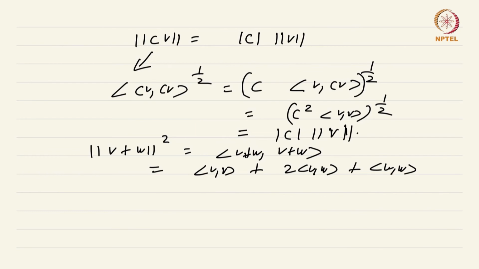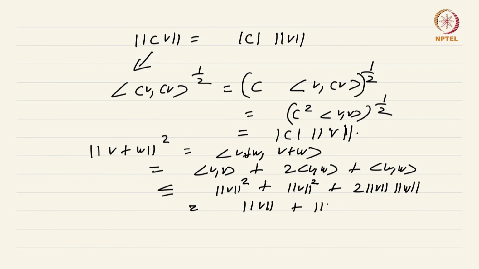And again, this is less than or equal to norm V squared plus norm W squared plus 2 norm V norm W, where I have applied the Cauchy-Schwarz inequality. And this is just norm V plus norm W the whole square, which is what we wanted to show. Okay, so this shows this norm is indeed a norm.